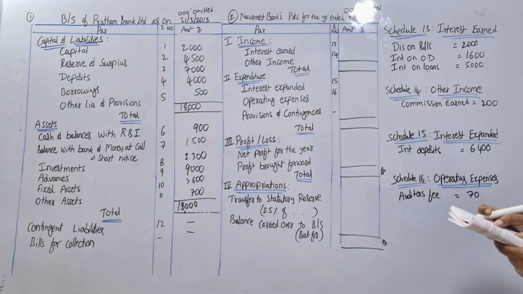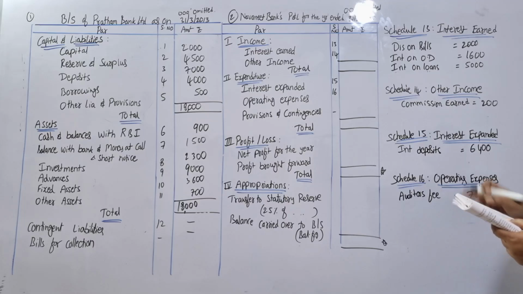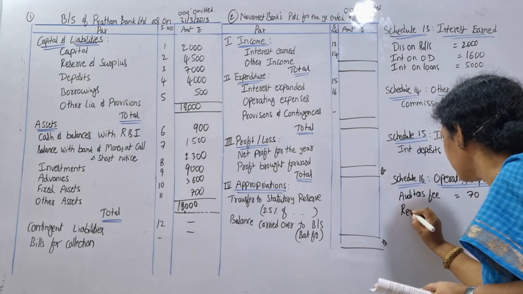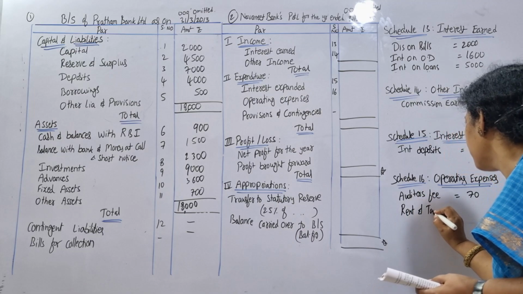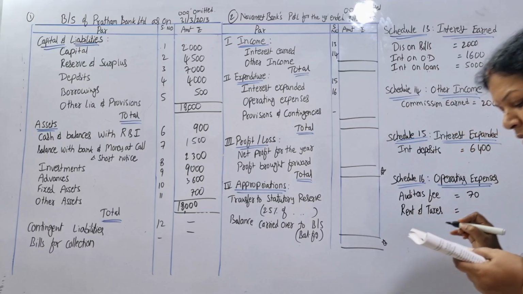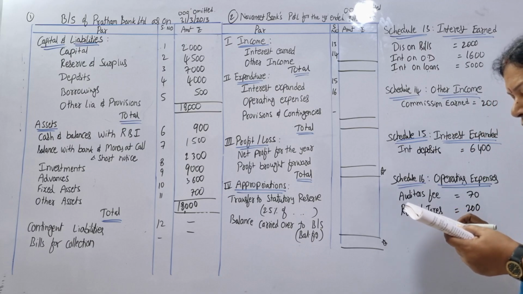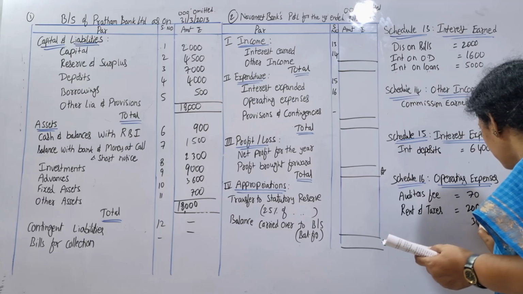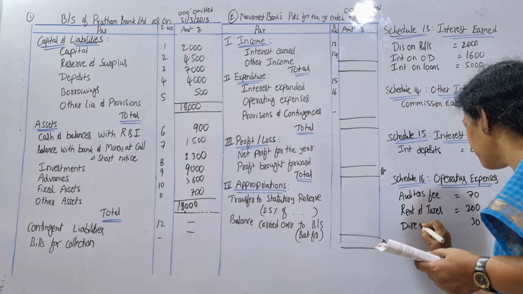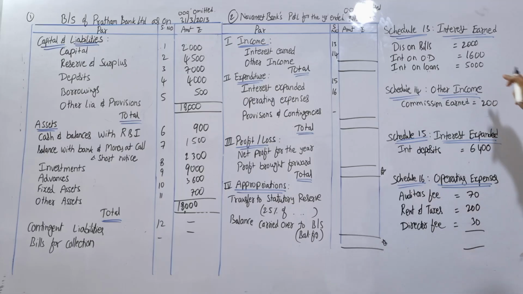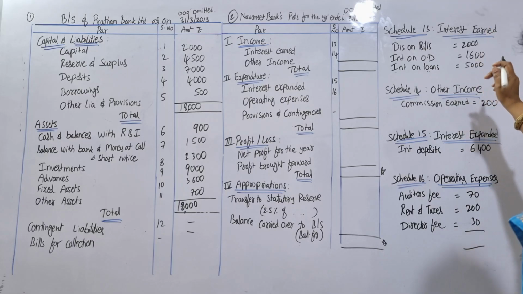Next, what else is there? Rent and taxes. Discount on bills is 2,000. Income we got it. Rent and taxes, operating expenses. It comes here. Rent and taxes are 200. In the same way, director's fee, it is 30 only. Let's total up everything. So first one, it comes to 8,600.